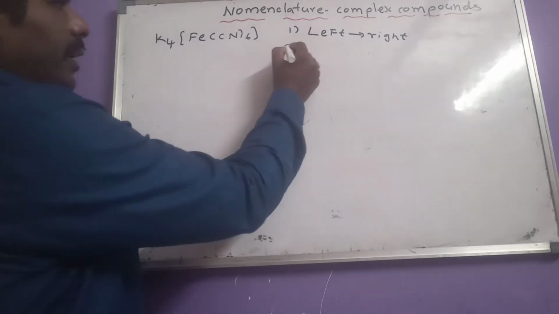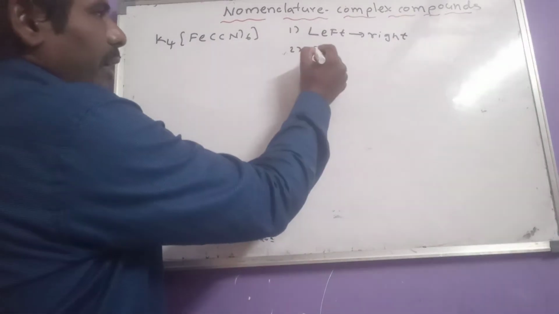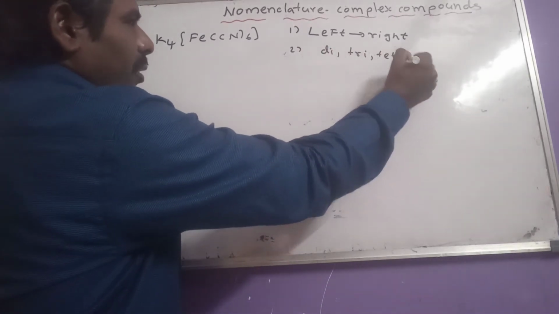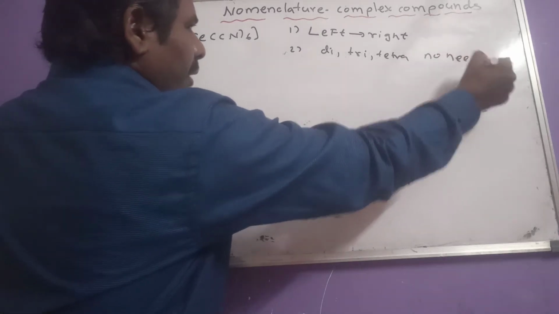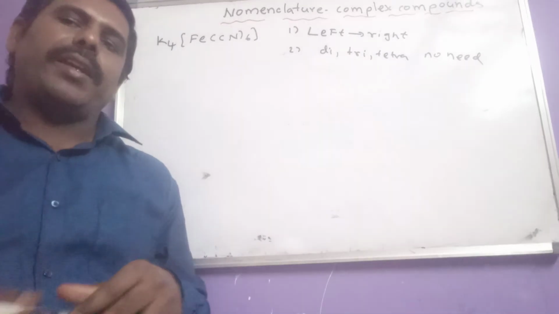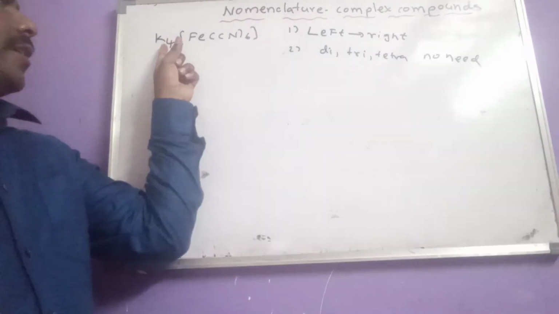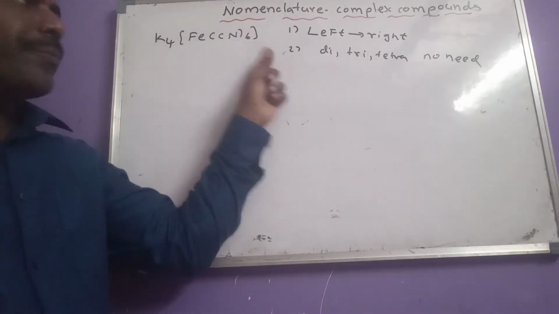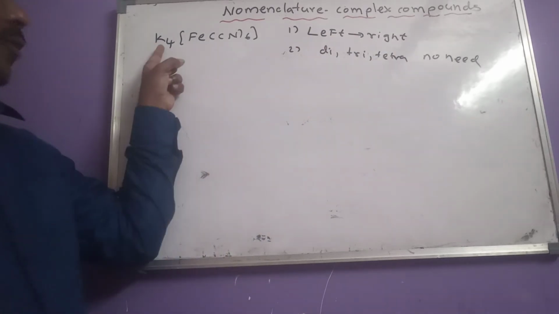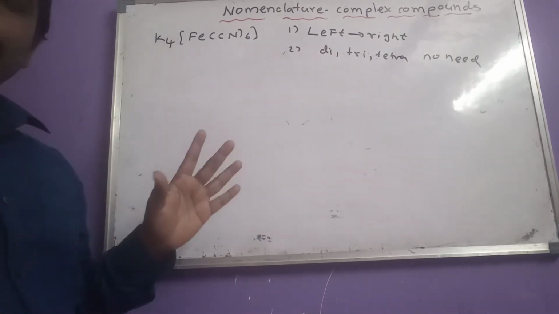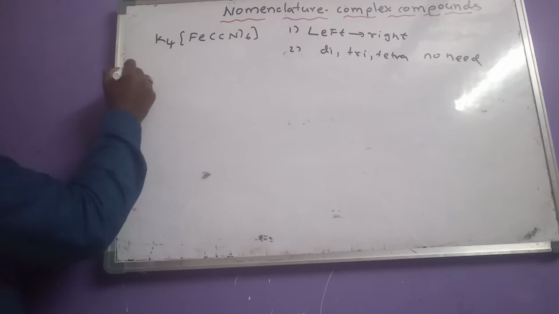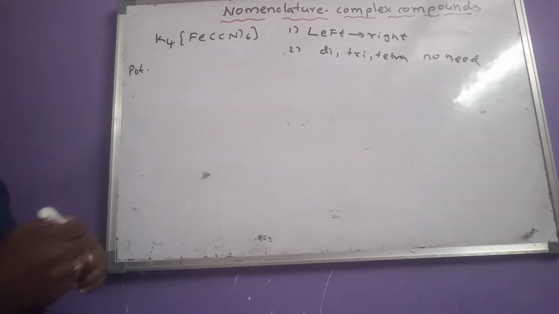And the second important thing is, no need to use di, tri, tetra for the species present outside the coordination sphere. That means for the species present in the ionization sphere, no need to use di, tri, tetra, etc. So here we have to pronounce this as just potassium. No need to say tetrapotassium. So I will write this name here, potassium.